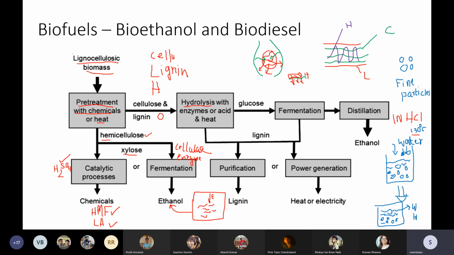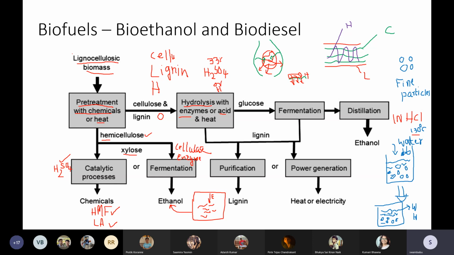We can do hydrolysis either with enzymes or with acid. Hydrolysis is basically simply breaking the bonds between glucose chains in the cellulose and the bonding between the phenolic components present in the lignin. To do acid hydrolysis, you can add H2SO4 and heat it. You have to use almost 33% concentrated H2SO4, or we can add HCl.